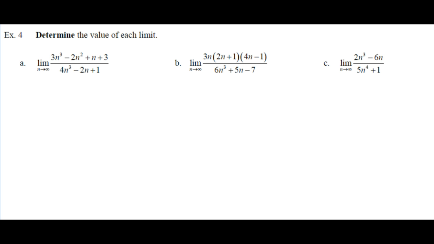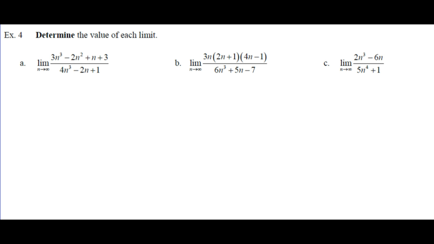Determine the value of each limit. 3n cubed minus 2n squared plus n plus 3 over 4n cubed minus... What do you think it is? Just, if you just look at that, does anybody have a... Yeah. So, Chris, how are you going to say? 3 over 4? Yeah. Why? Like, what contribution are the n squareds and the n's going to make? Next to none, right? Like when you get up high enough. Okay, but how do we show this?